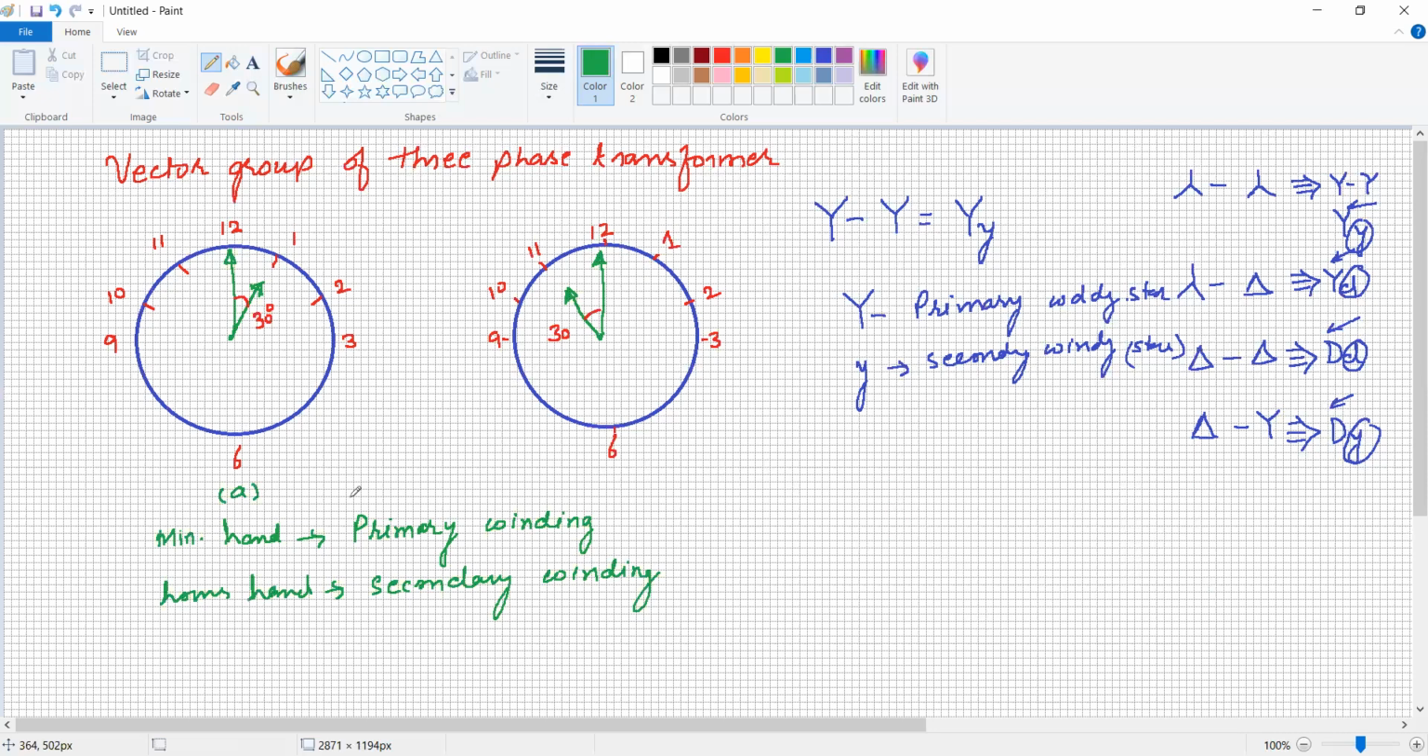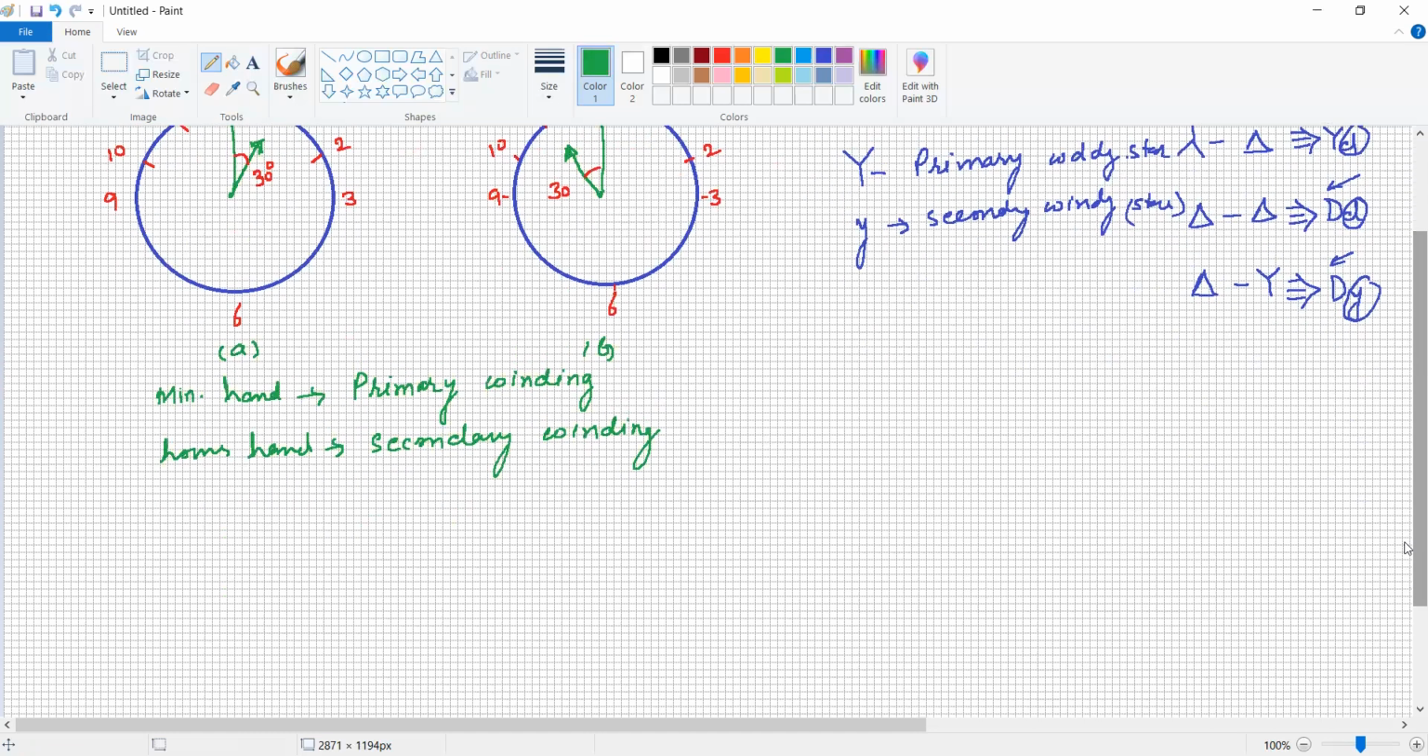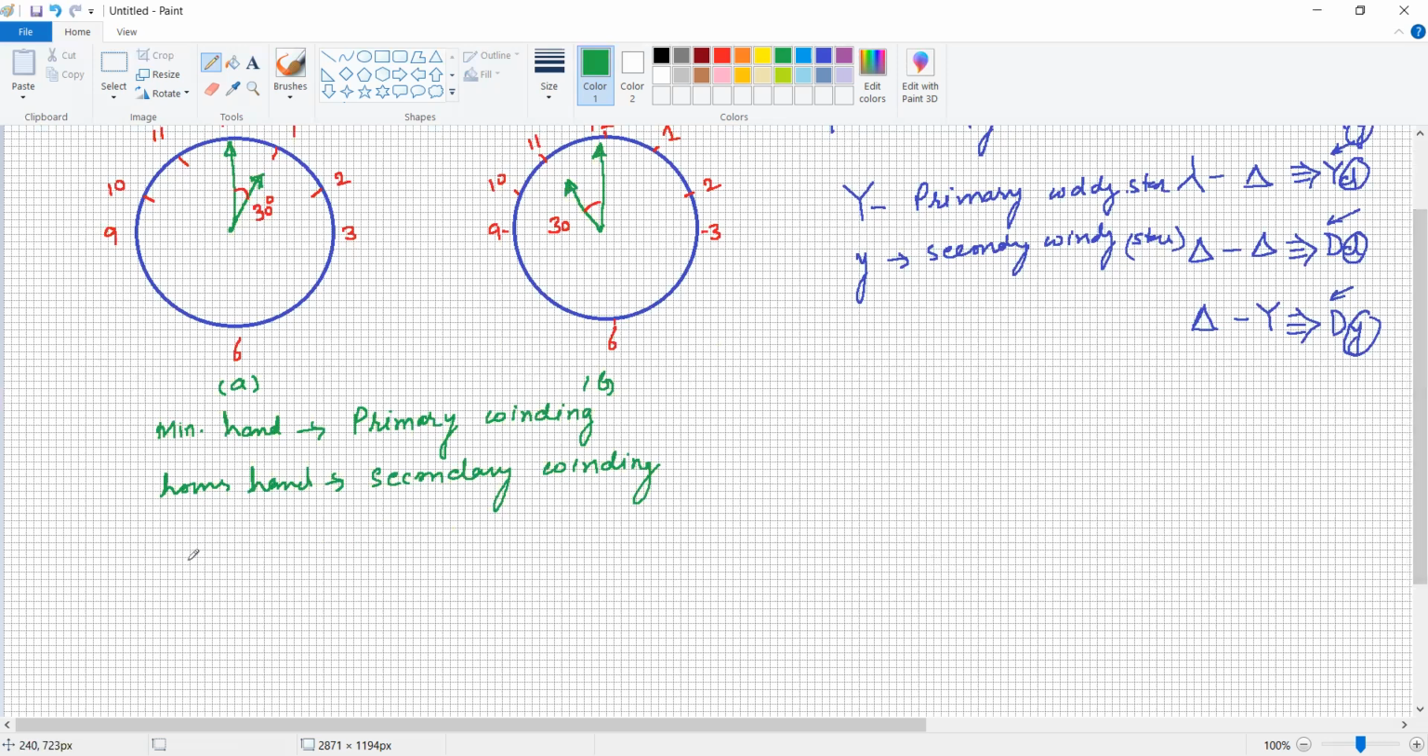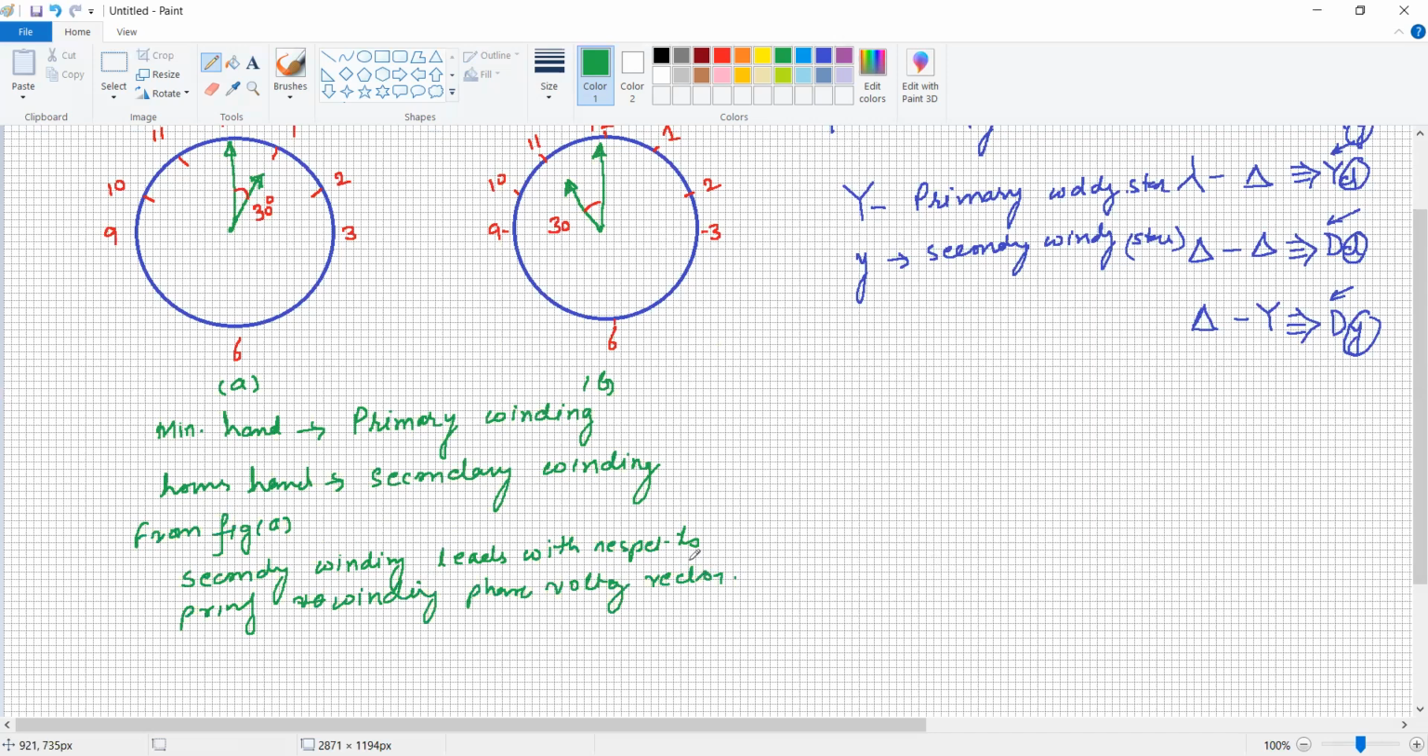So from figure A, it is quite clear that the secondary winding from figure A represents secondary winding leads with respect to primary winding phase voltage vector. Okay, so it is phase voltage as well as line voltage, both.